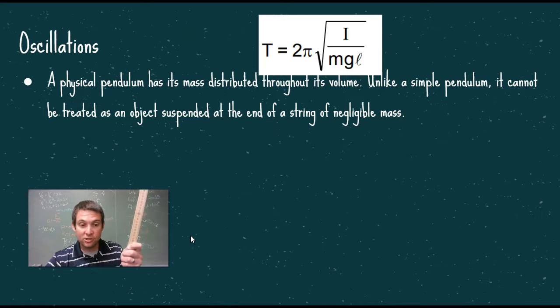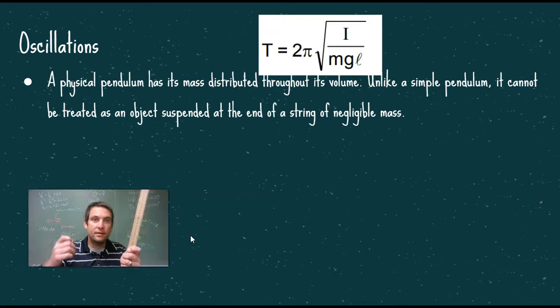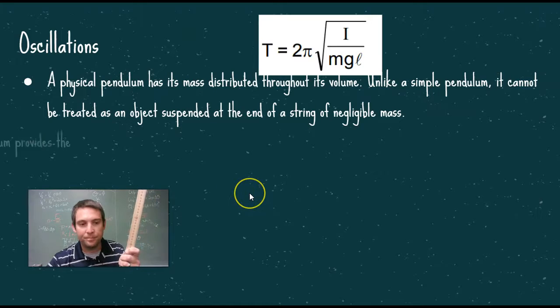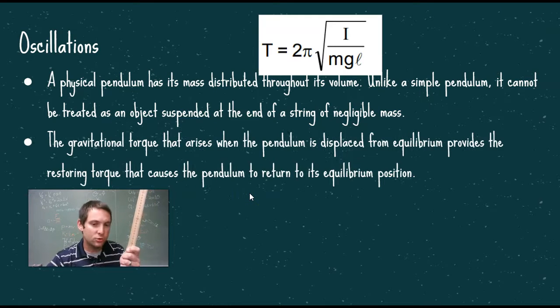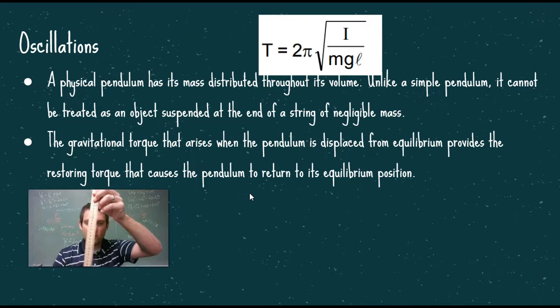This could be a meter stick. It could be an elbow. It could be a rod suspended from the wall. Anything with mass that acts like a pendulum. The gravitational torque that arises when the pendulum is displaced from its equilibrium provides the restoring torque that causes the pendulum to return to its equilibrium position.